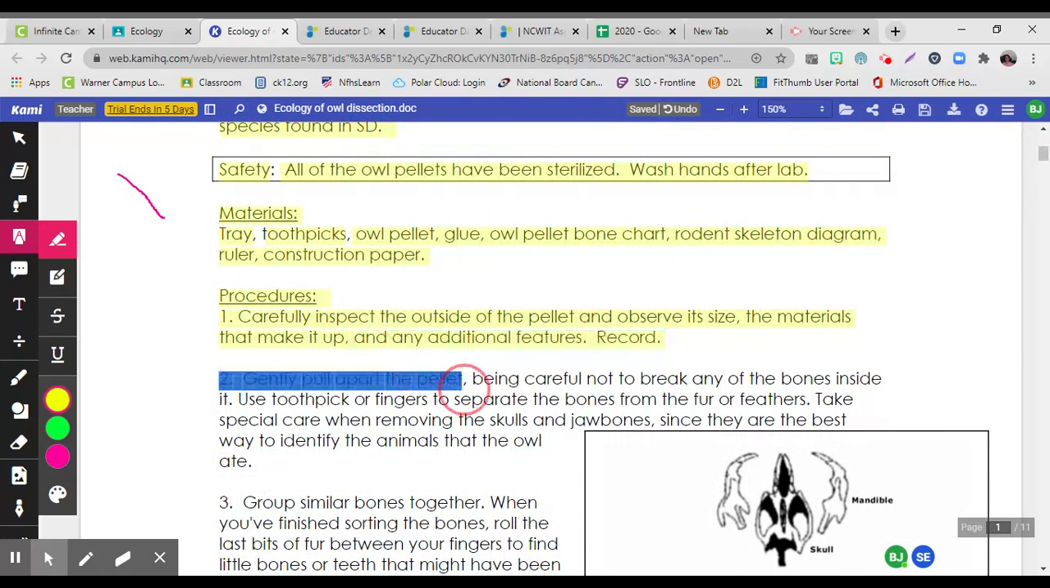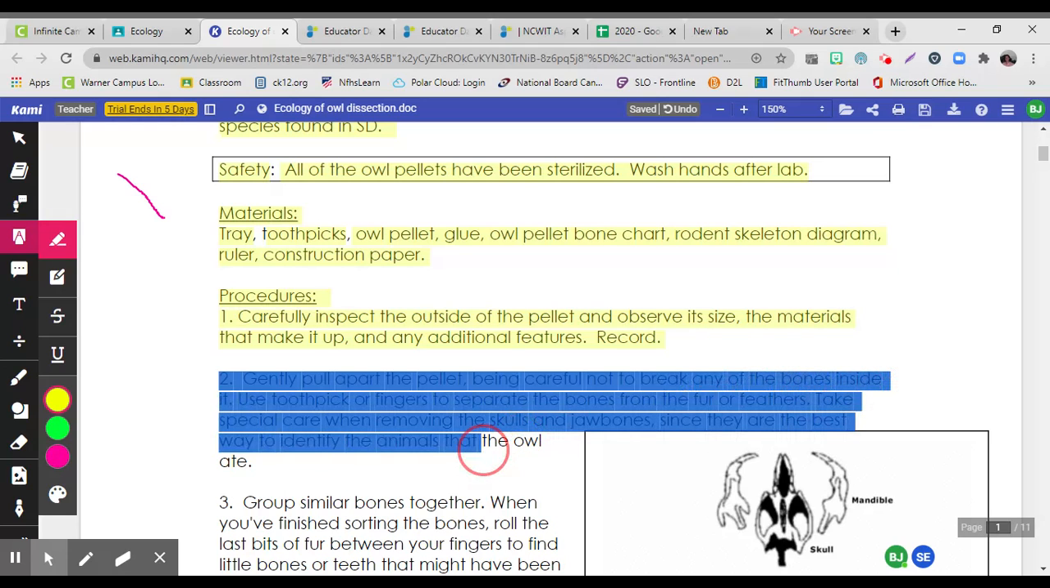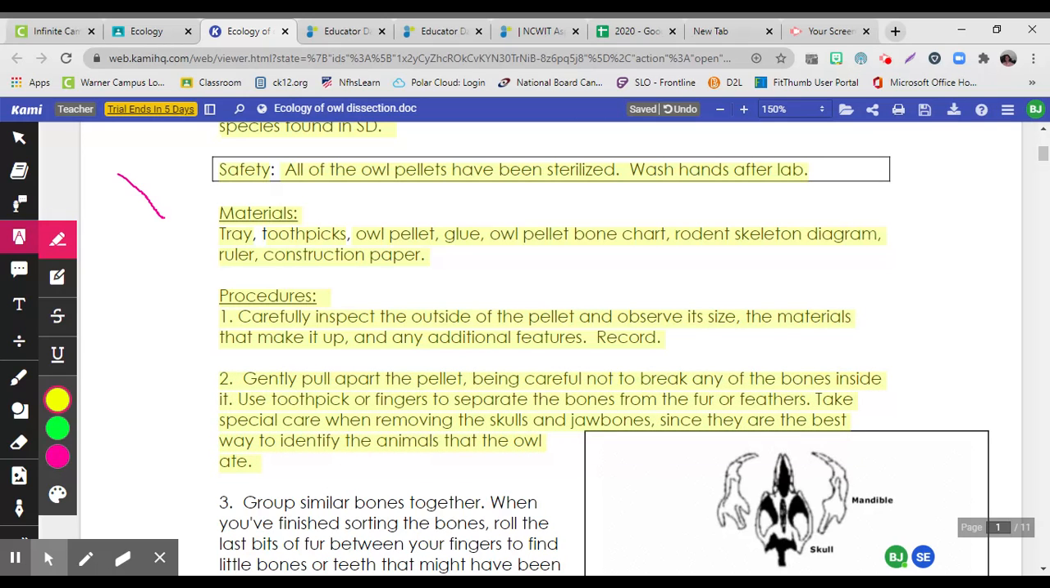Step 2. Gently pull apart the owl pellet, being careful not to break any of the bones inside of it. Use the toothpicks or fingers to separate the bones from the fur or the feathers. Take special care to remove the skull and jaw bones, since they are the best way to identify the animal that the owl ate.